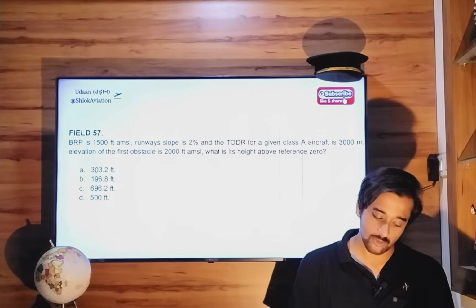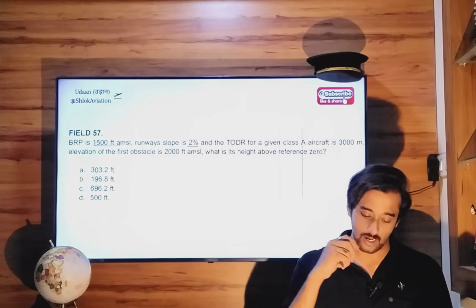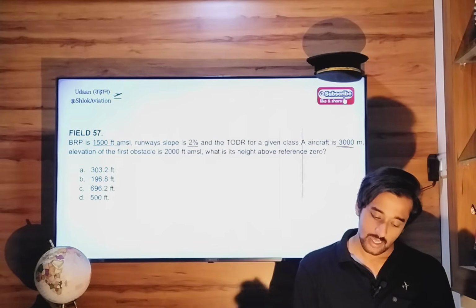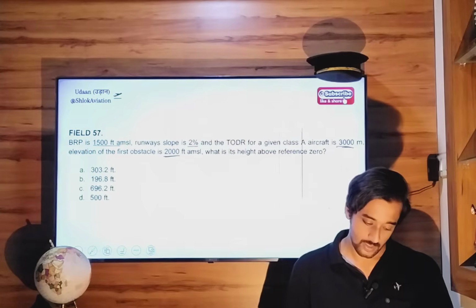57. Brake release point is 1500 feet. Runway slope is plus 2%. That means you have an upslope now. Takeoff distance required 3000 meter. Elevation 2000 feet. What is the height above reference 0?